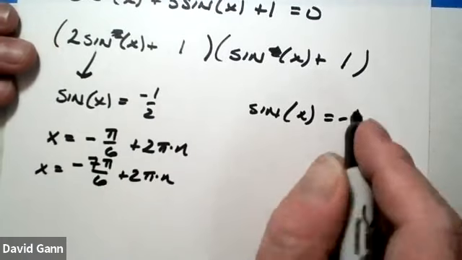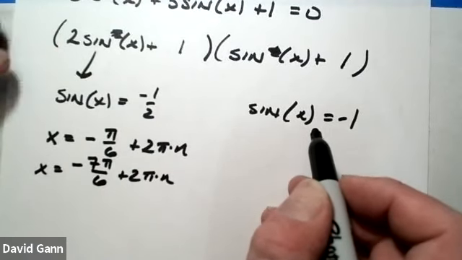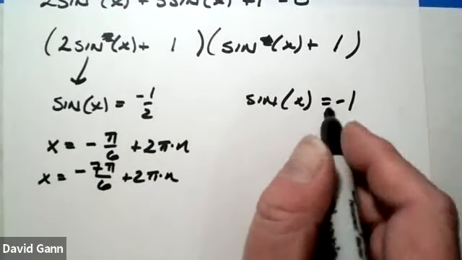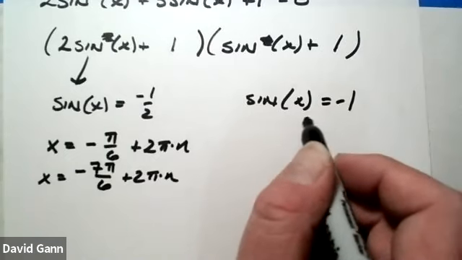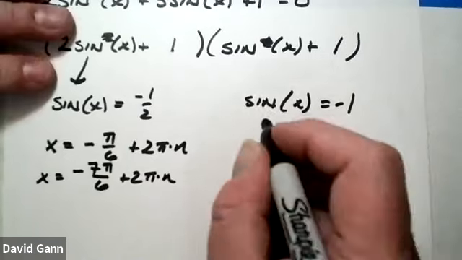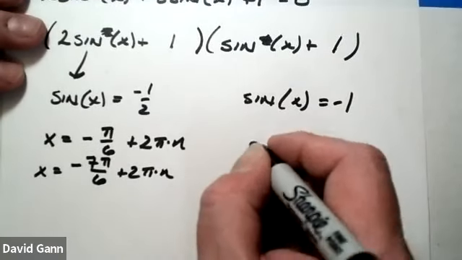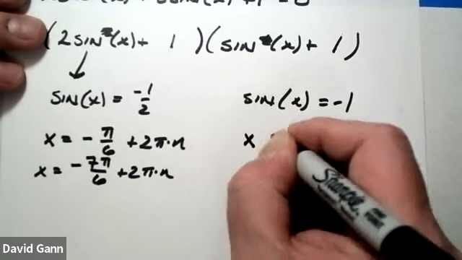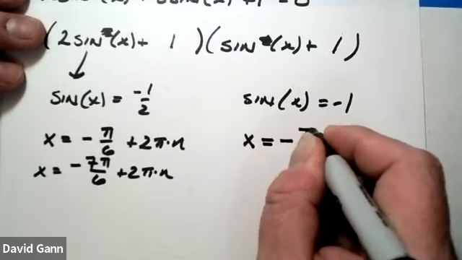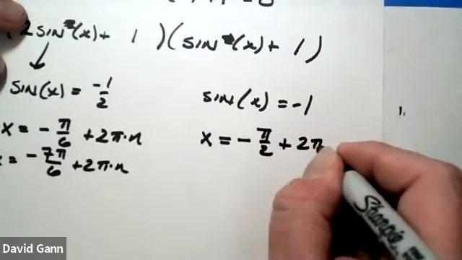For this one, sometimes with these quadrantal angles you're not going to end up with 2 branches here. There's just the principal root and its coterminal angles. I'll leave it to you to puzzle through and realize why that is. But you'll have x equal to negative pi over 2 plus 2 pi times n.